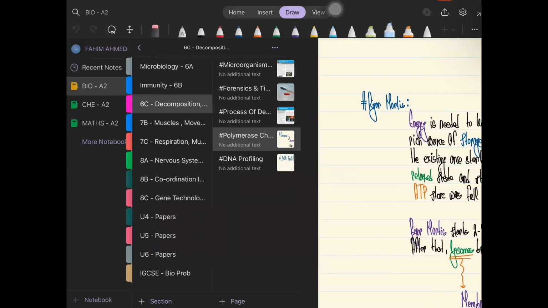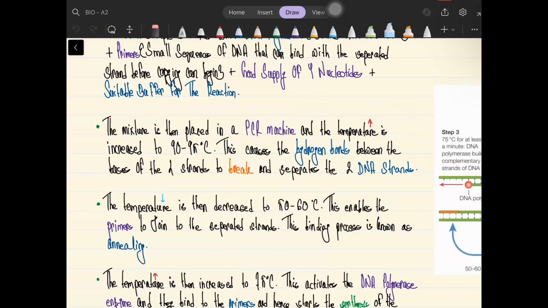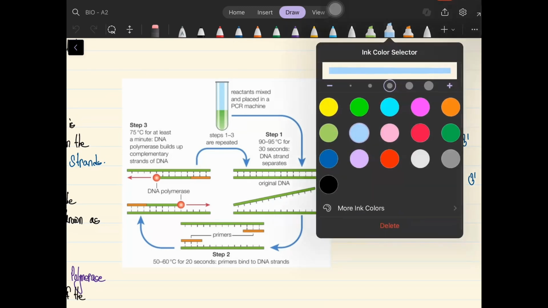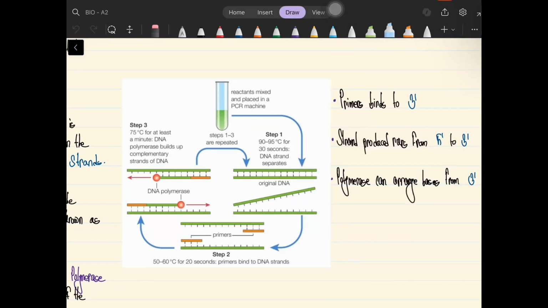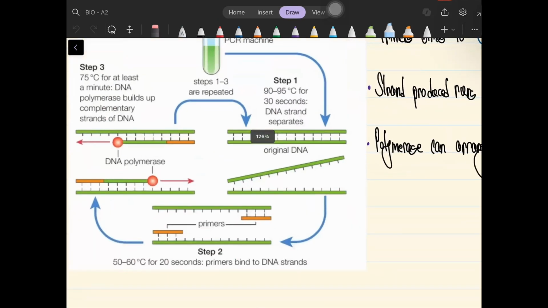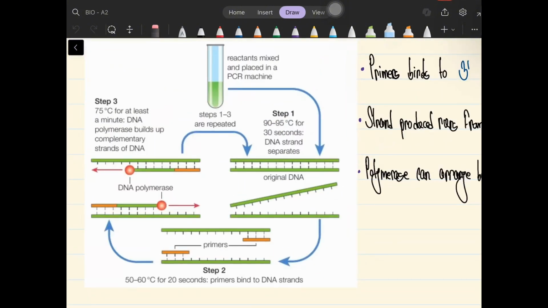Polymerase chain reaction, right? So this is the overall procedure of the polymerase chain reaction, and we do this to amplify our DNA sample. So what we try to do is mix the sample that we want to clone with the samples of primers, the four bases in sufficient amount, a buffer solution and DNA polymerase enzyme, right? Then we put all of this in a PCR machine and heat it to a temperature of 90 to 95 degrees Celsius. This causes the strands of the DNA to separate.